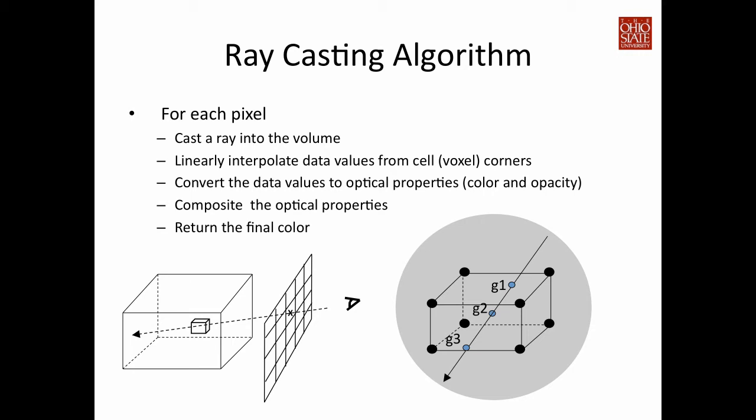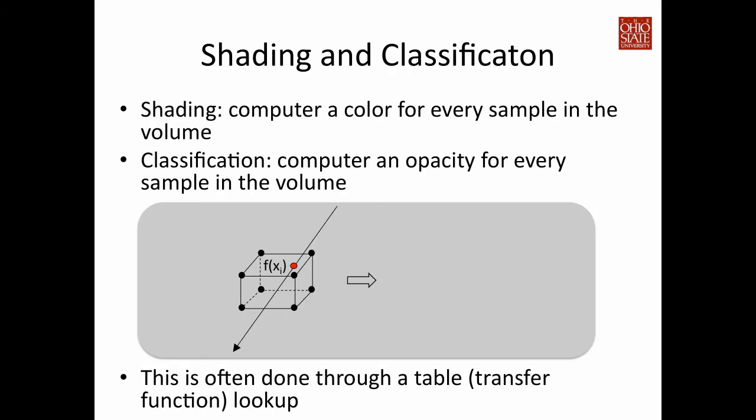And the ray will continue to march into the volume, and you are going to encounter color and opacity at every sample point, and you need to blend them together. Here we call that compositing. When you reach the end of the volume, your ray can stop, and then you return the final color back to paint the pixel. So at every step of your sampling, you need to perform shading and classification.